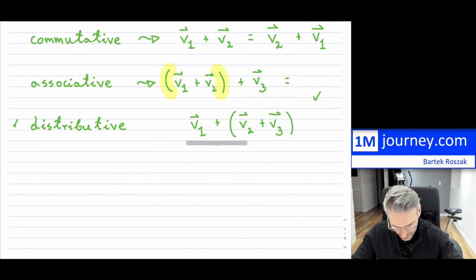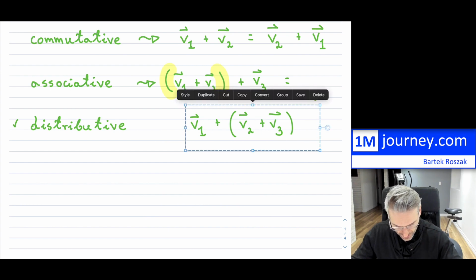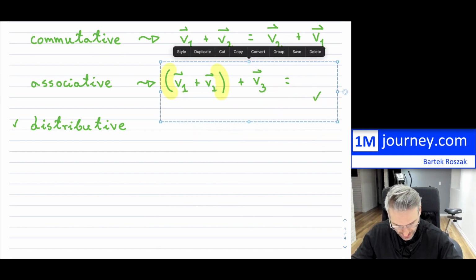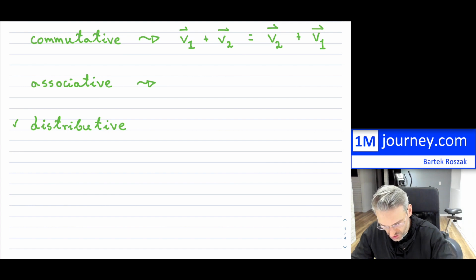Let me get rid of this. Let me get rid of actually the whole thing so that it cleans it up. Now, what about the distributive property in here?